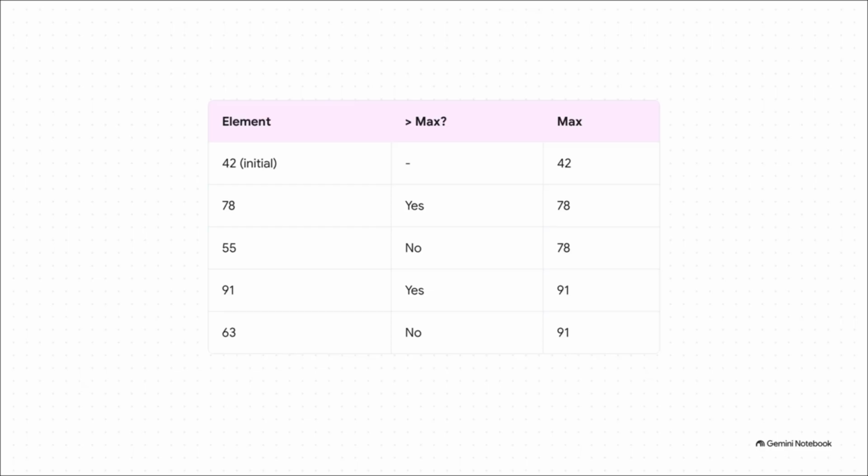We initialize our max with the very first element, 42. Then we just scan. 78 is larger, so it becomes the new max. 55 is ignored. 91 is larger, so we update our max again. 63 is ignored. We arrive at 91. In C, this is just a for loop containing a conditional assignment whenever our if condition is met.